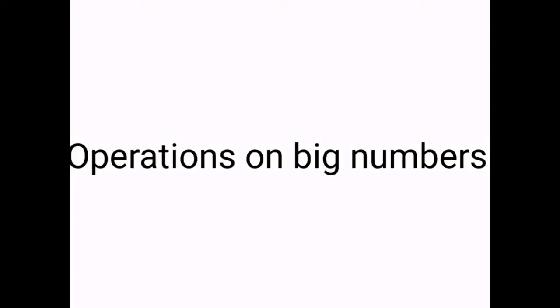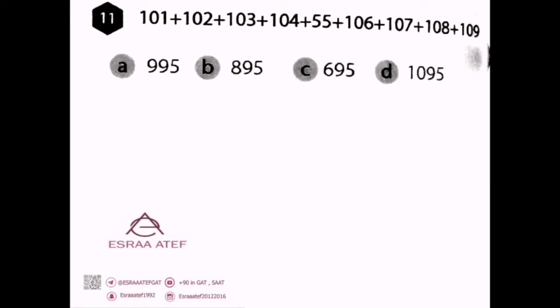Okay, here is the second video, to illustrate the first steps to solve the GAT questions. Here: operations on big numbers. How can we do the big numbers? Like here, we have big numbers, so we will not add all of them to each other, because we will waste the time. How can we solve it to save the time?